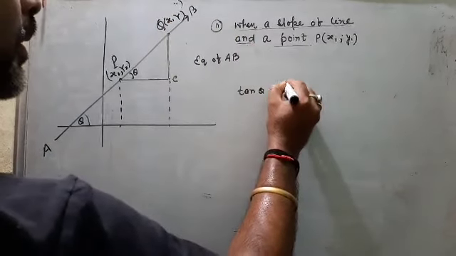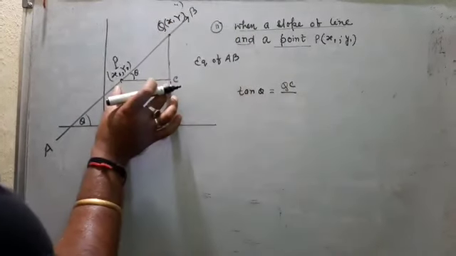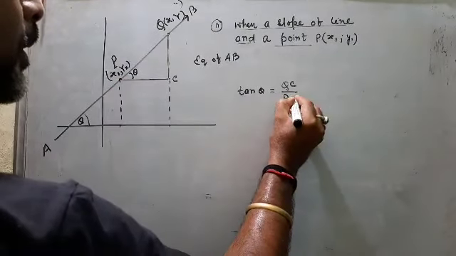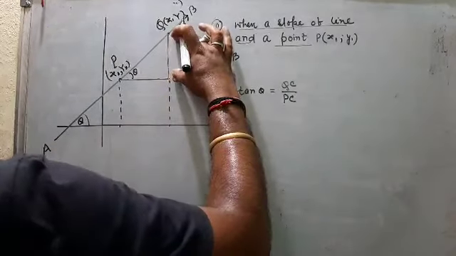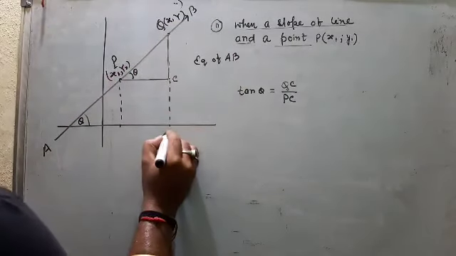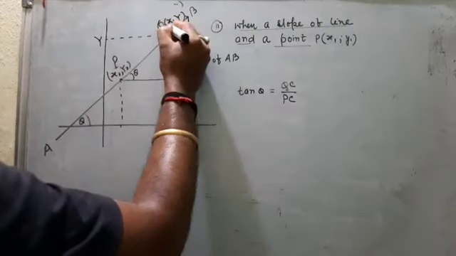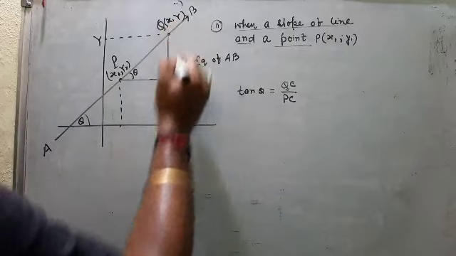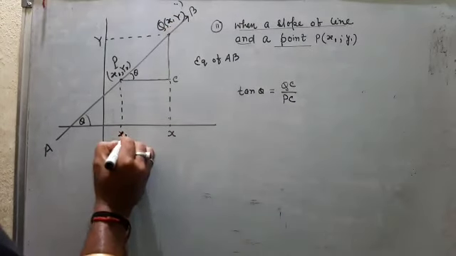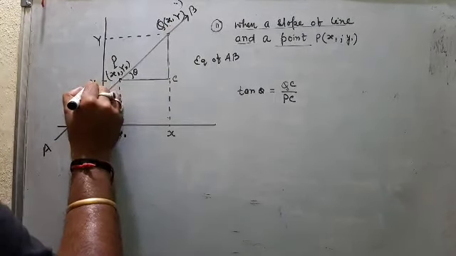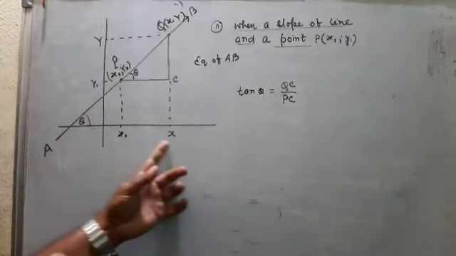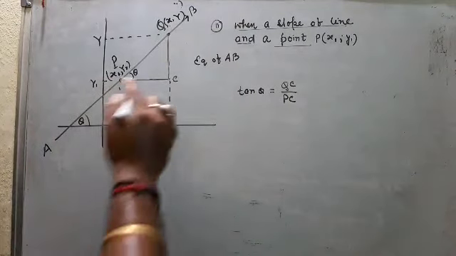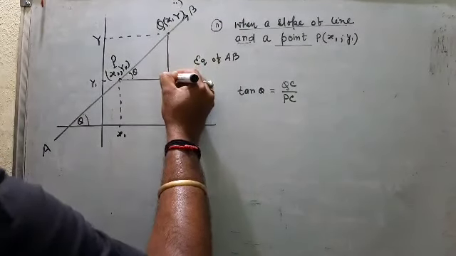QC by PC, perpendicular by base. Now, what is the distance of QC? So, this is x and this is y. For coordinate of Q, x is this one and y is this one, and coordinate of P, this is x1 and this one y1, maybe 1, 2, 3, 4 for y, and maybe 1, 2, 3, 4, 5, 6 for x. So, QC means what? QC is the distance, means what?